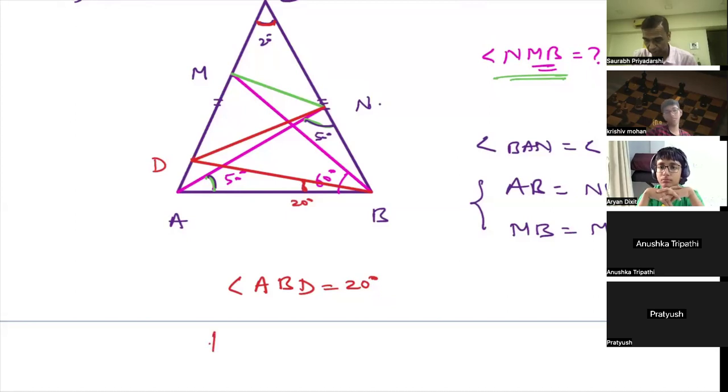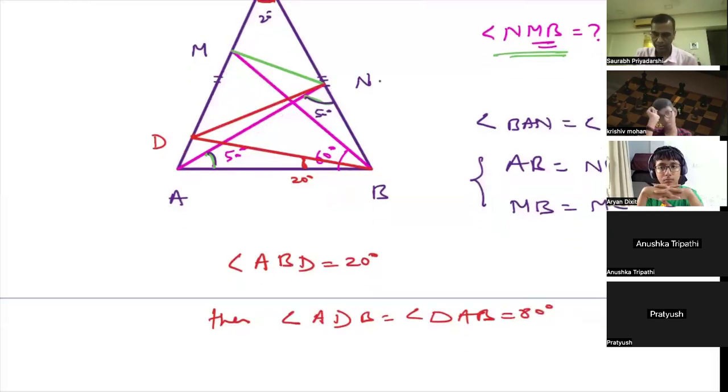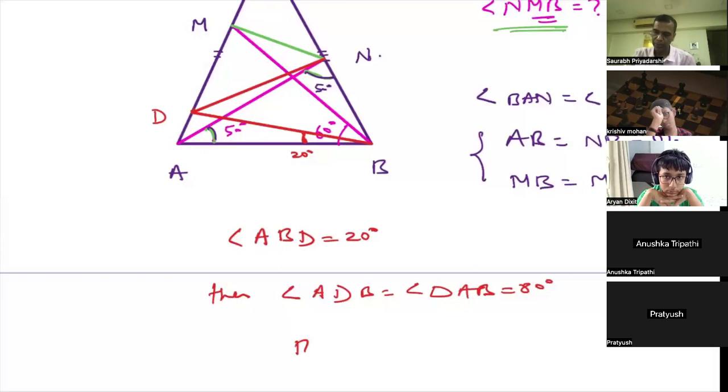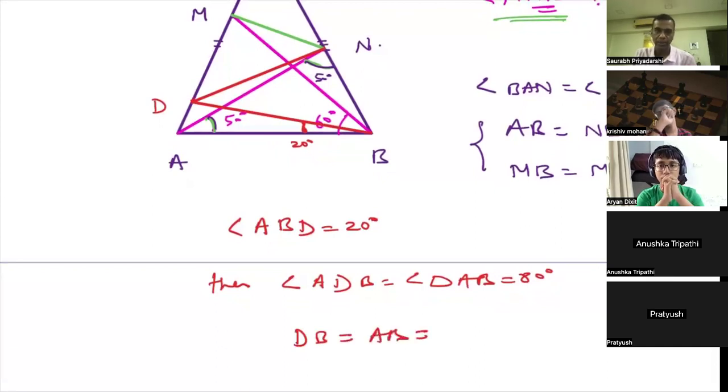So what am I getting then? AB equals BD. Very good. In triangle ADB, the isosceles triangle will be there, so angle DAB is nothing but 80 degrees. We are projecting the same thing by rotation, right? All the three sides: DB is equal to AB is equal to NB.